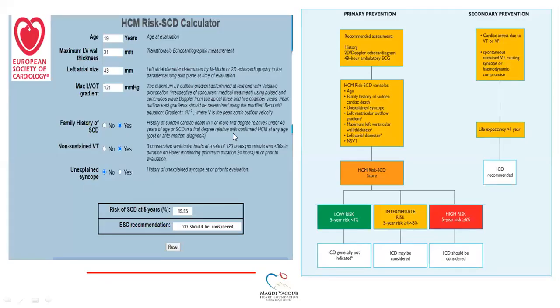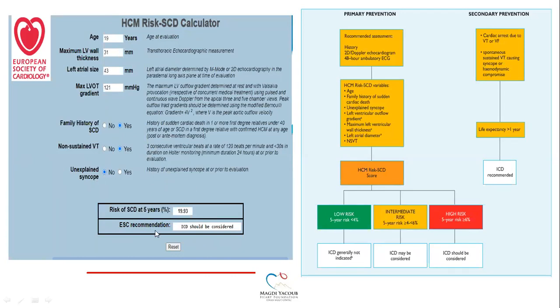And the guidelines released this HCM Risk-SCD calculator, and we calculated the risk in our patient. It is a web-based calculator. Her age is 19 years, maximum wall thickness was 31, left atrial size 43, and the maximum LVOT gradient 121. She has a family history of sudden cardiac death: her paternal uncle died at the age of 39. She had non-sustained VT on the Holter monitoring. She has no unexplained syncope.